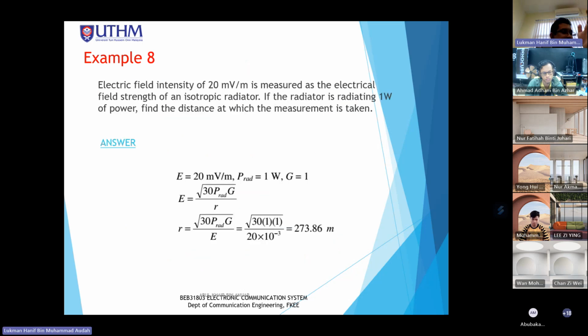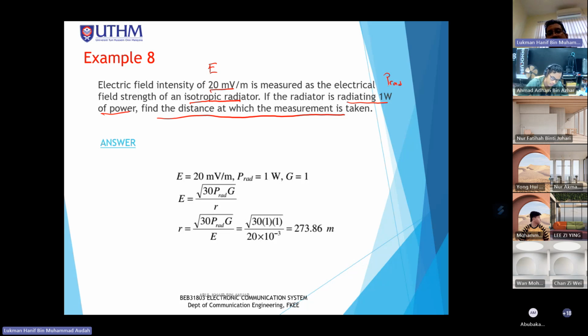So example 8: an electric field intensity of 20 millivolt per meter, so this is the E field, is measured as the electric field strength of an isotropic radiator. So we are using an isotropic antenna. If the radiator is radiating 1 watt of power, so you see that radiation power, this is P radiation. Find the distance at which the measurement is taken.